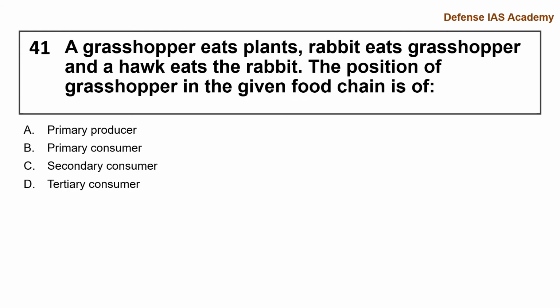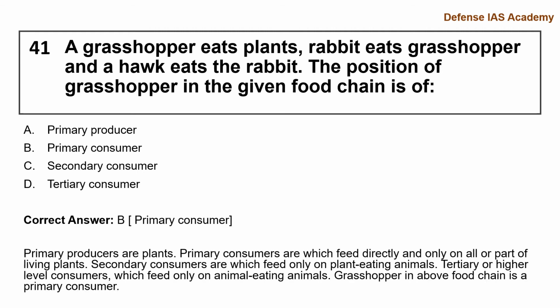Question 41. A grasshopper eats plants, a rabbit eats the grasshopper and a hawk eats the rabbit. The position of the grasshopper in the given food chain is dash. The answer is B, primary consumer.